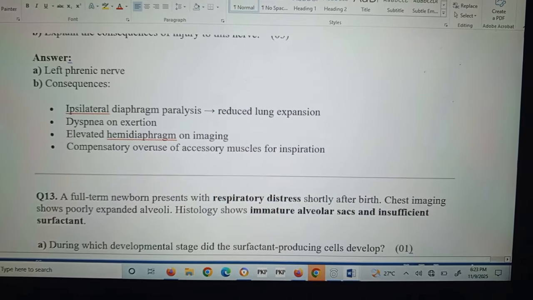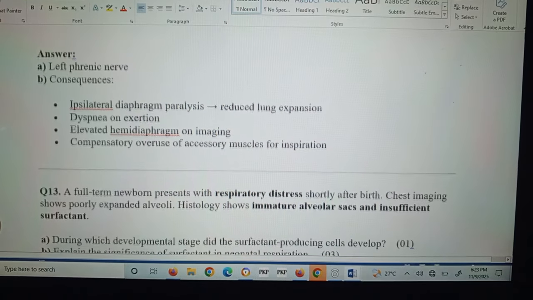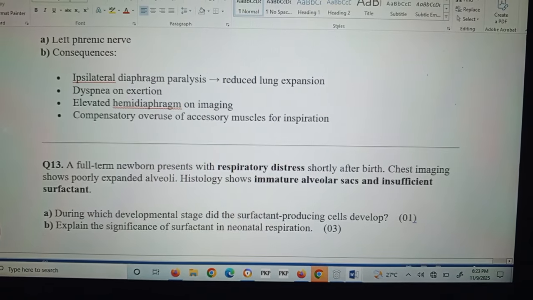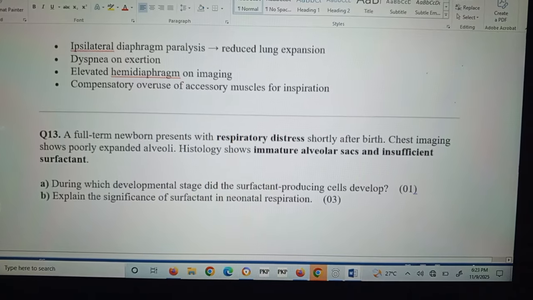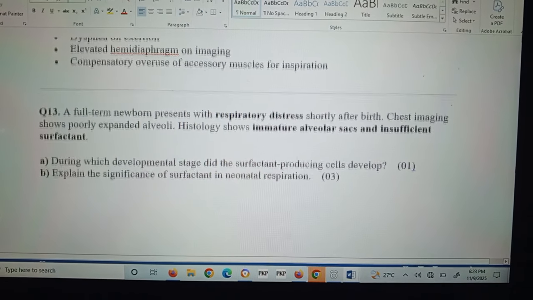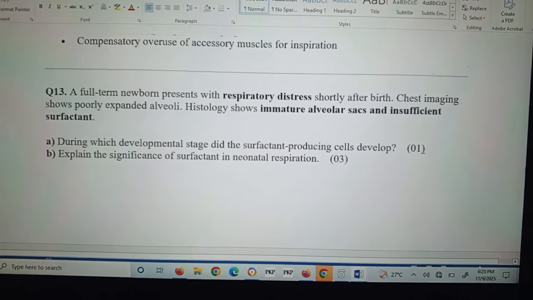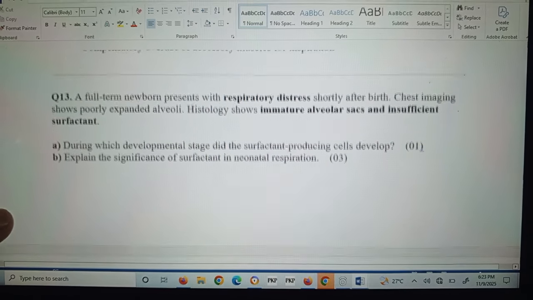Consequences will be ipsilateral diaphragmatic paralysis, reduced lung expansion, dyspnea on exertion, elevated hemidiaphragm on imaging, and compensatory overuse of accessory muscles for respiration. Sometimes in the viva, accessory muscles of inspiration are asked.